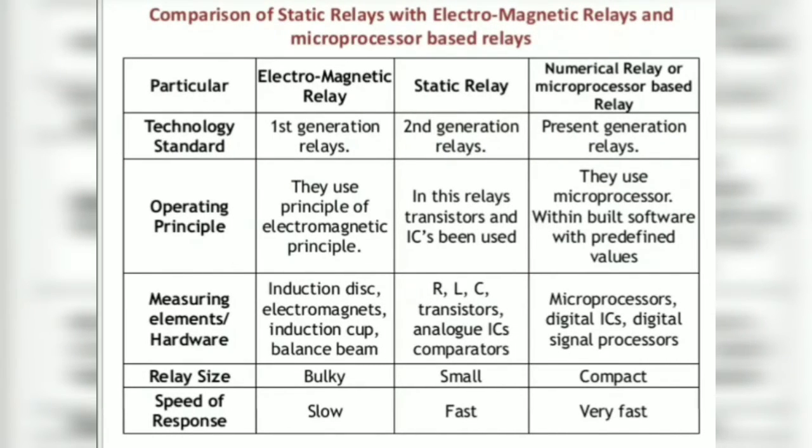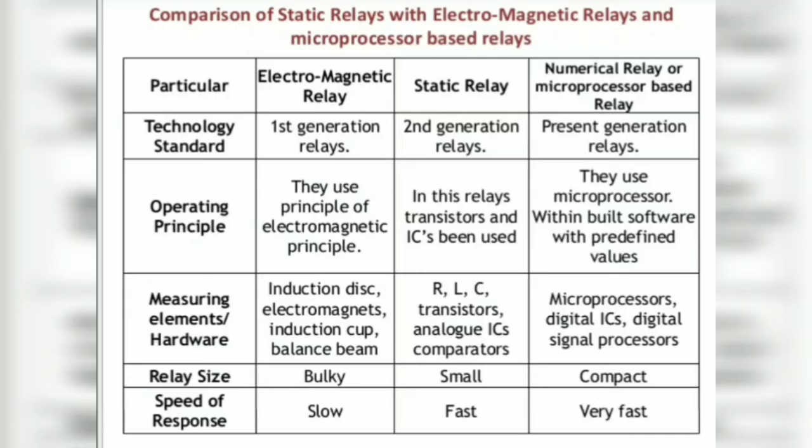The first column is electromagnetic relay, second is static relay, and the third is numerical relay or microprocessor based relay. Technology standard: the electromagnetic relay is first generation relay, static relay is second generation relay, and the numerical relay or microprocessor based relay is the present generation relay. So first the electromagnetic relay was used, then static relay, and then microprocessor based or numerical relay.